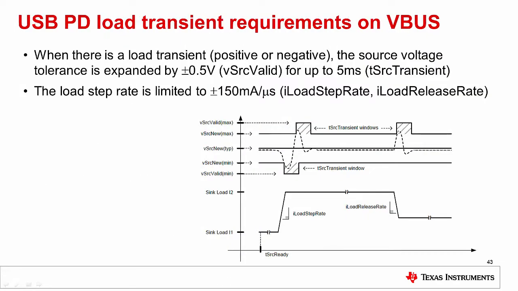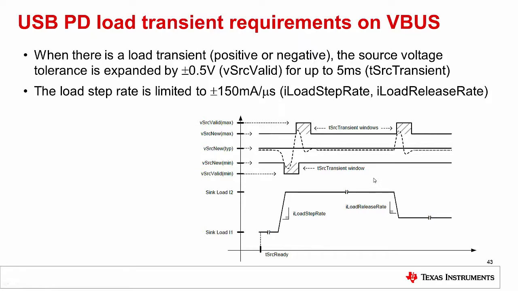Another set of requirements for the source is how it handles load transients on VBus. When there's a load transient, it could be positive or negative, the source voltage tolerance is expanded by that 0.5 volts again. So that gives a little bit more leeway in adjusting to that load step. For up to 5 milliseconds, it has an extra 0.5 volts in its regulation. And again, that's for a positive load step or a negative load step.